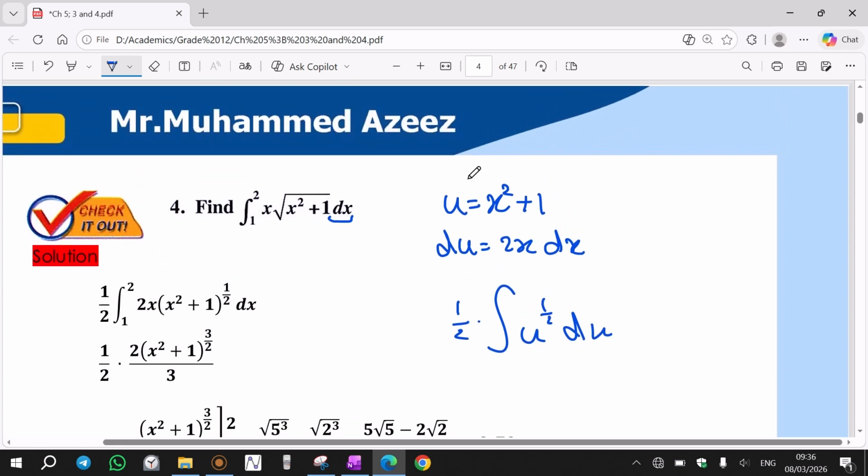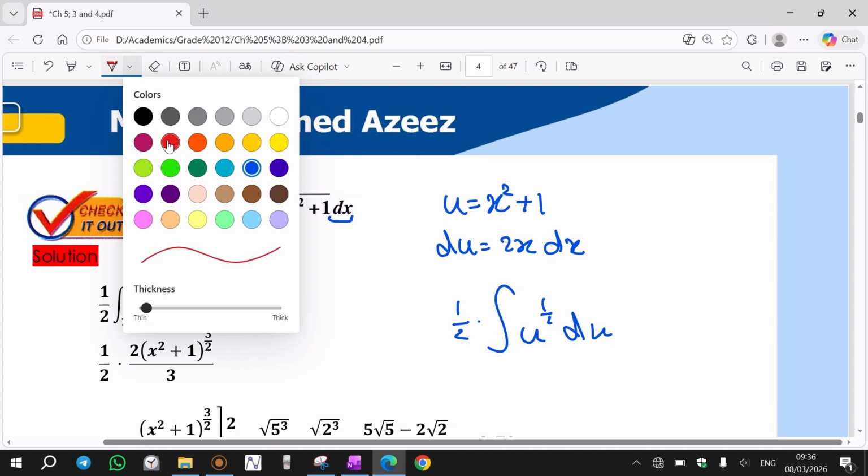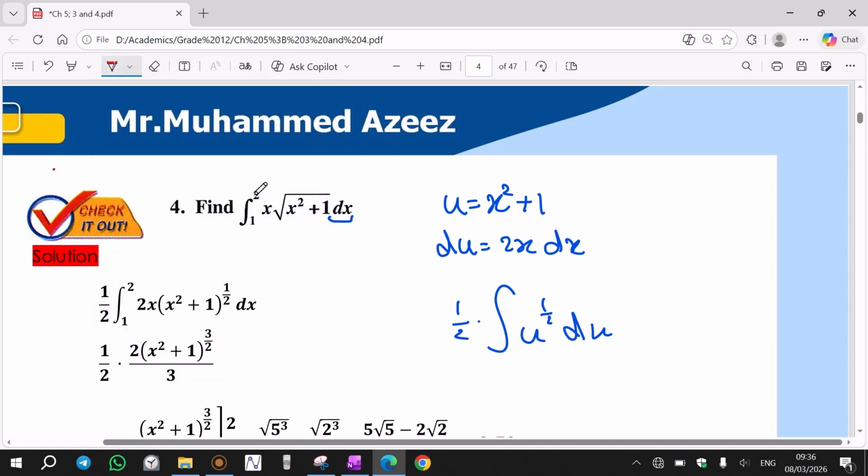Here, we calculate the value of u based on the value of x. Now, if x is 2, what is the value of u? Put 2 here, 2 squared is 4 plus 1 is 5. Then u is going to be 5. So if the integral in terms of x has the upper limit 2, then that same integral in terms of u will have the upper limit 5.